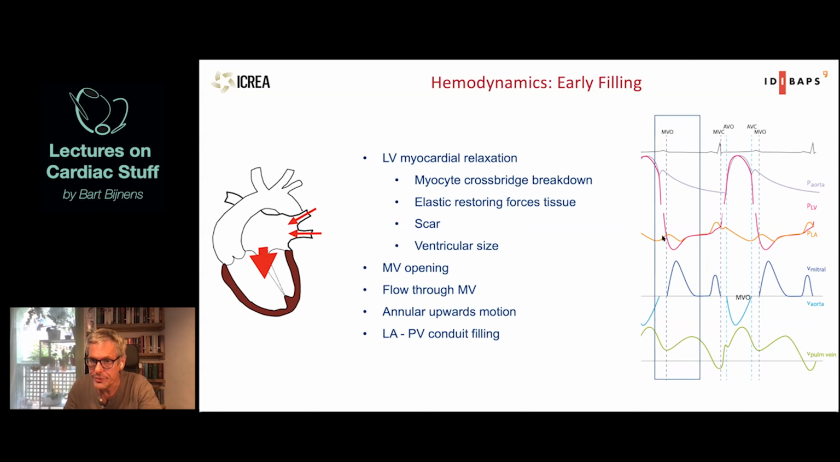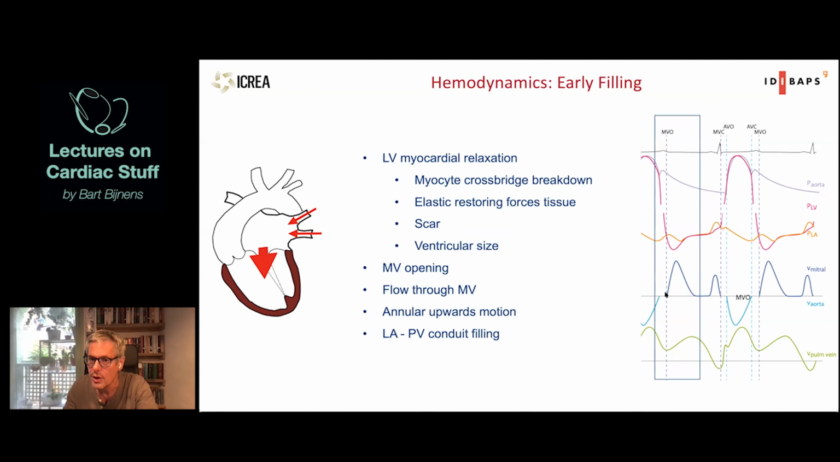And at the moment that the pressure in the left ventricle becomes lower than the pressure in the atrium, that's the moment that we have the mitral valve opening. So between aortic valve closure and mitral valve opening, that's what we call the IVRT, the isovolumic relaxation time. And then here is where the early filling takes place, where the pressure in the ventricle is as low as possible. The pressure in the atrium is higher and the blood flows into the ventricle. And that's what we call the E wave.